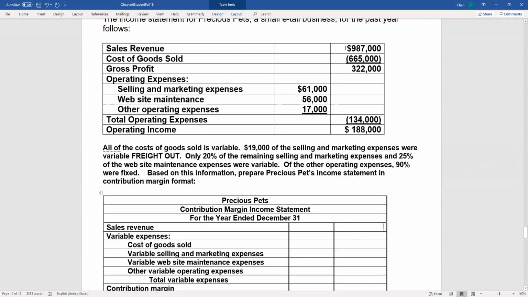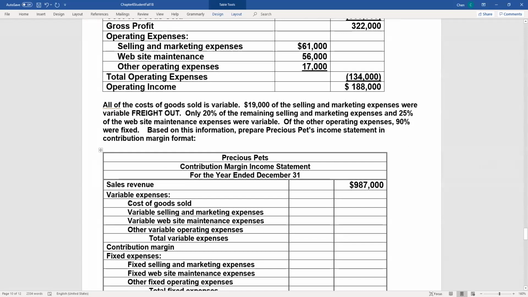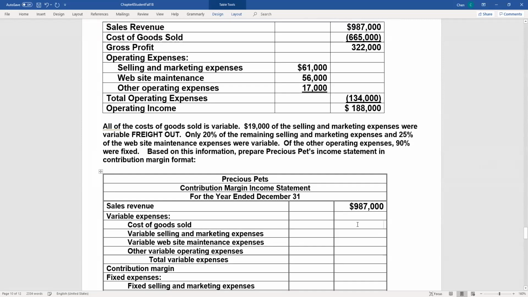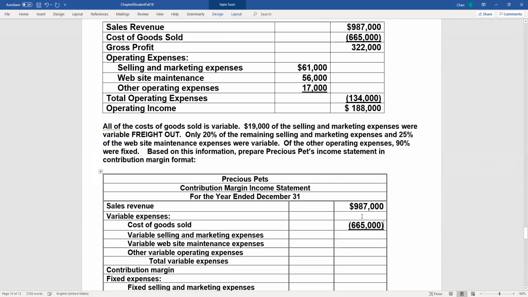So first, sales revenue, I will just copy and paste here because they are the same. And then we look at variable expenses. First, cost of goods sold. The information said all cost of goods sold is variable, okay? So we simply copy this number here. And then variable selling and marketing expenses.